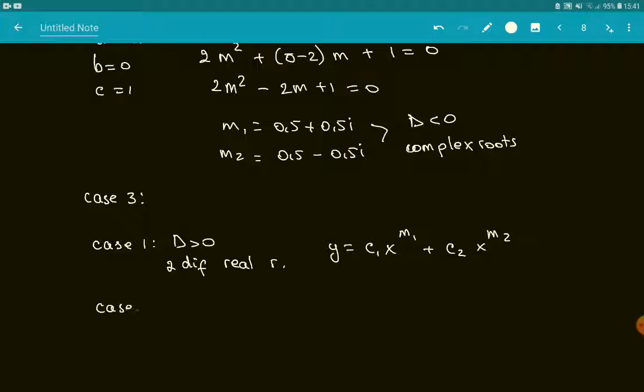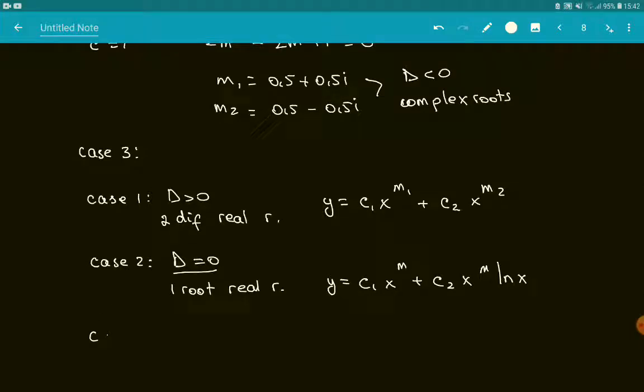In the second case, where the discriminant is equal to 0, we have one root, or we can say two same real roots. Then y will be equal to c1 x to the m, plus c2 x to the m times ln x.